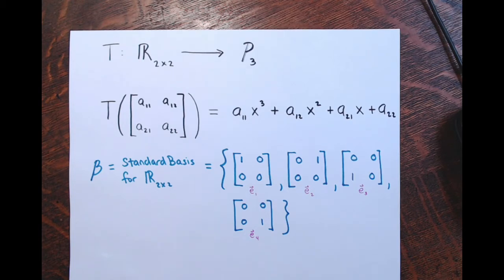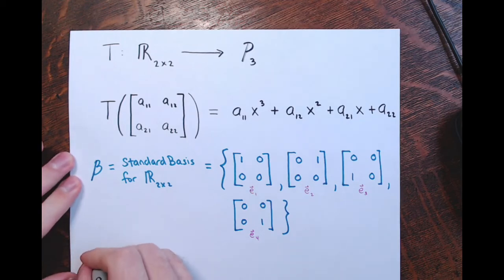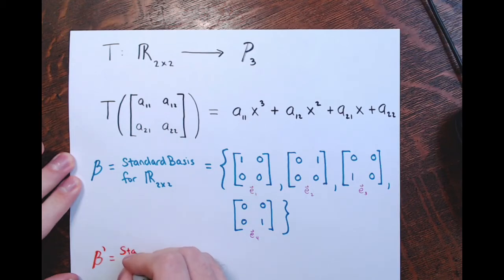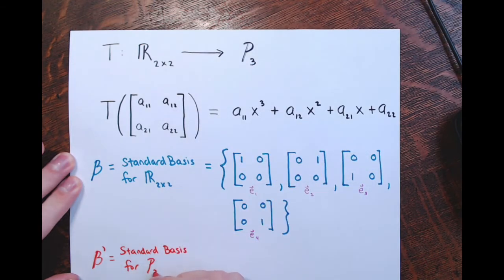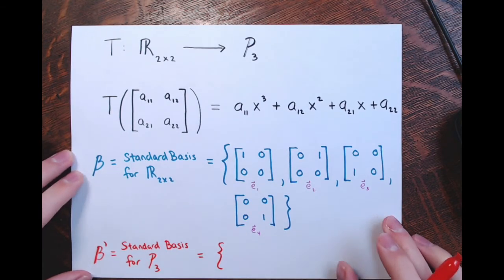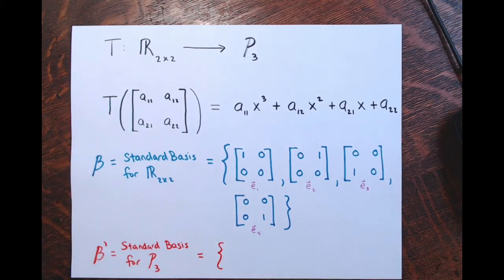And then the B prime that they talk about in that theorem. All right, this will be the standard basis for the codomain, which is the P3. Now, you got to pay attention to order, the order you put things in. I'm actually going to put this in a different order than they do in the activity.